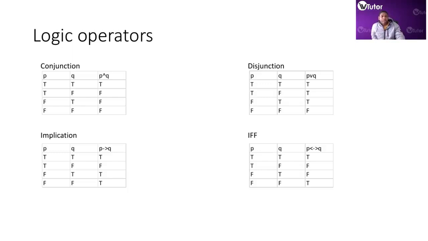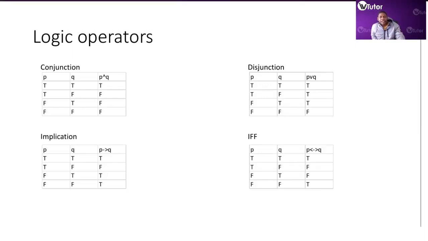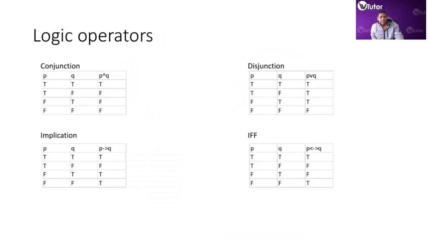So conjunction: the English synonyms for conjunction are and, but. The synonyms for disjunction are or, sometimes written as either or. Then implication is if P, then Q. And then if and only if is aptly named. So it stands for if and only if.